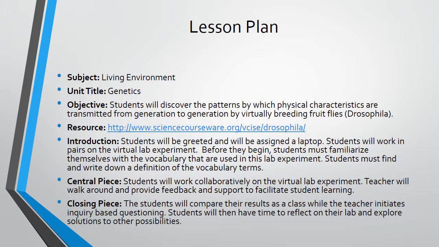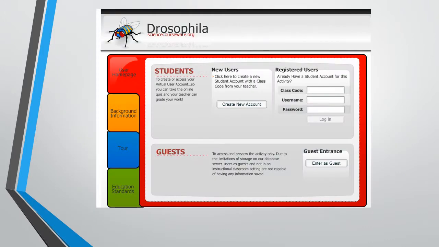Okay, lastly, I'm going to talk about how I would integrate this topic into a lesson plan. My lesson plan is going to be about a lab on genetics. The objective is that students will discover the patterns by which physical characteristics are transmitted from generation to generation by virtually breeding fruit flies. So we are going to go onto this website. It's called sciencecourseware.org, and we're going to enter as guest.